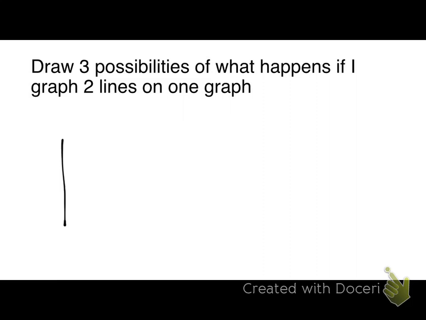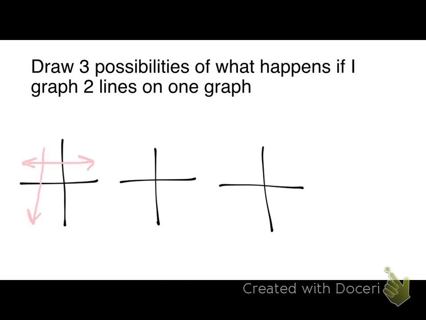Let's draw our three graphs. Okay, so if I wanted them to connect once, there's that type of possibility, so that would be one solution. Another possibility is if they're parallel, then we're going to have no solution because they never cross each other.